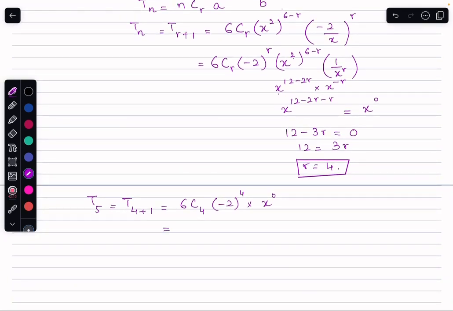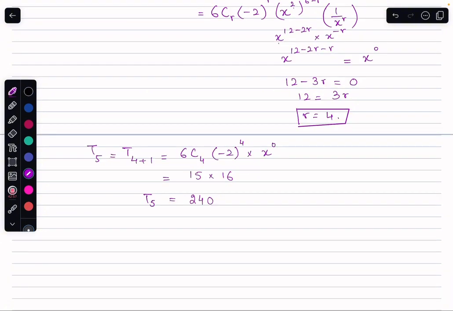6C4 will give me the coefficient as 15, and negative 2 to the power 4 being an even power, the negative will turn to a positive, giving me 16 x to the power 0. So it's going to be 15 times 16, that is going to be 240. 240 is the fifth term where this expansion is going to be independent of x here. So this is then going to be the answer.